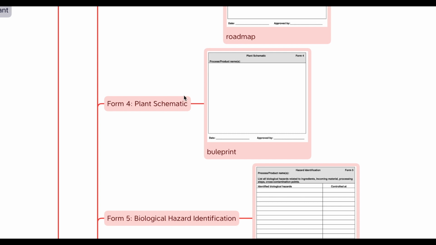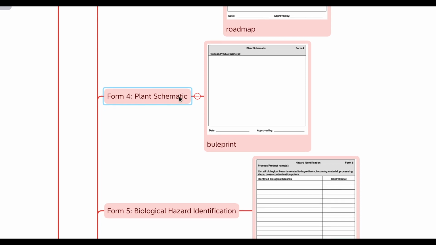For our bakery example, your plant schematic shows where your ovens are located, where your ingredients are stored, where you package your bread, and so on. And for a meat processing plant, their plant schematic might show where they receive and store raw meat, where they cut and grind the meat, where they cook and package their products, and so on.